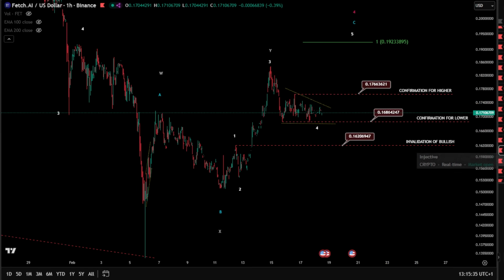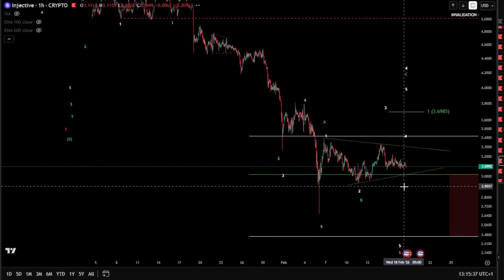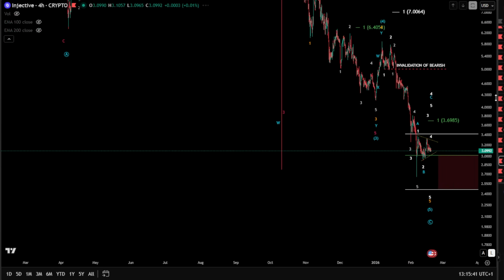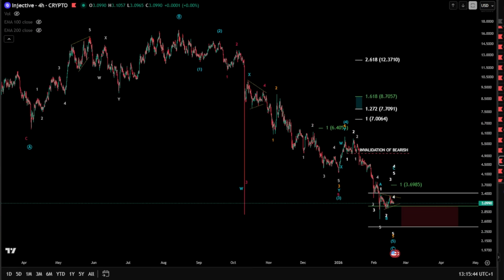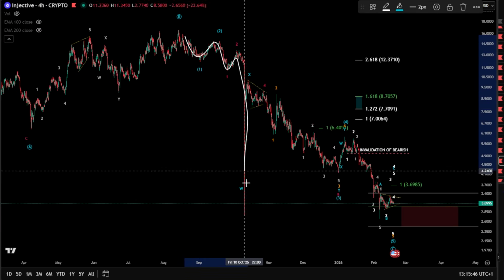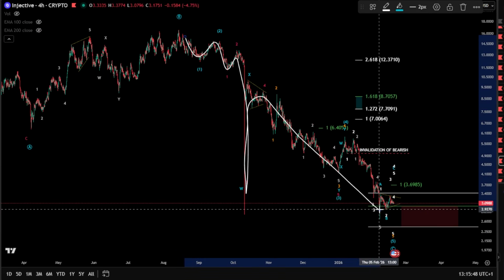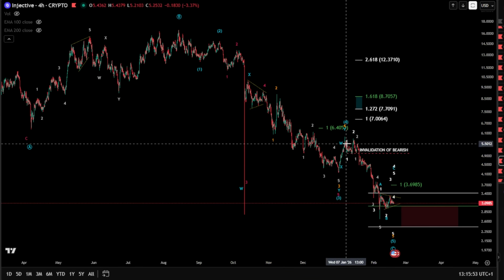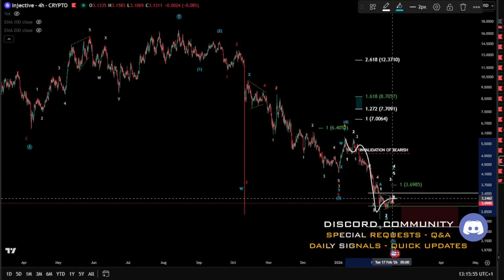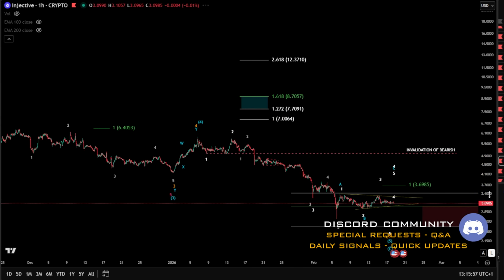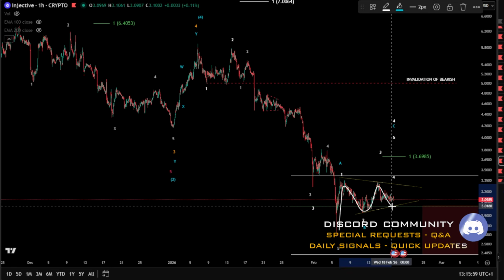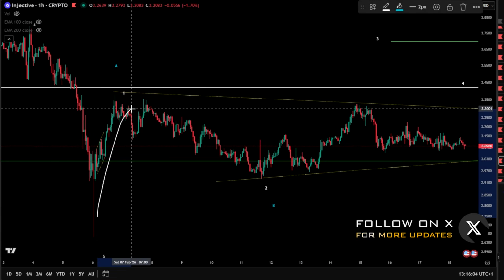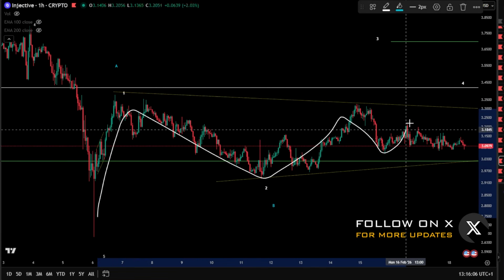So for Injective, well, it's a little bit clearer in the final move here. In the final move, we have an impulse. We have double 1, 2, wave 3, 4, and a 5 still unfolding towards the downside. The wave 5 is 1, 2, 3, 4, and a 5, and this wave 5 is still unfolding 1, 2, 3, 4, and a 5. On the 1 hour chart, you can see the wave 4 is a triangle here, still unfolding potentially, or it can be finished. A, B, C, and then wave D and an E here.